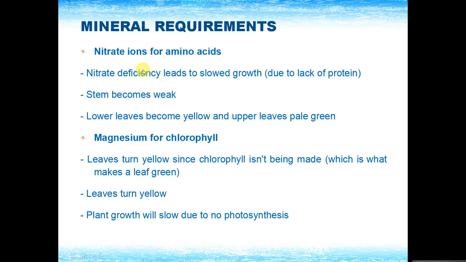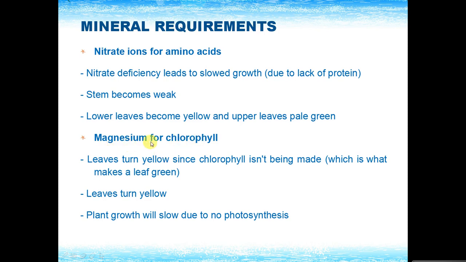And finally, we have the mineral requirements that plants need in order to survive. So you've got nitrate ions, which are used to make amino acids, and we talked about how amino acids are used to make protein. Without protein, nitrate deficiency will lead to slowed growth, and so the stems become weak and the lower leaves become yellow, whereas the upper leaves become pale green.